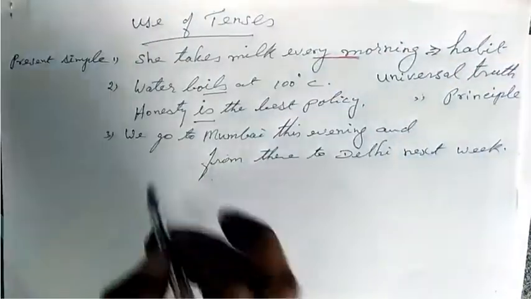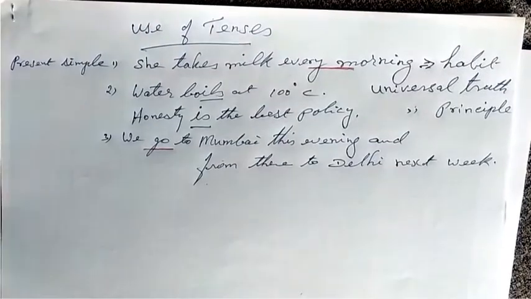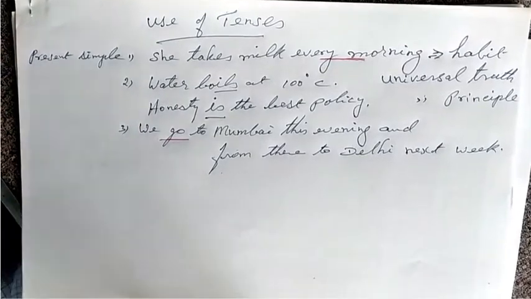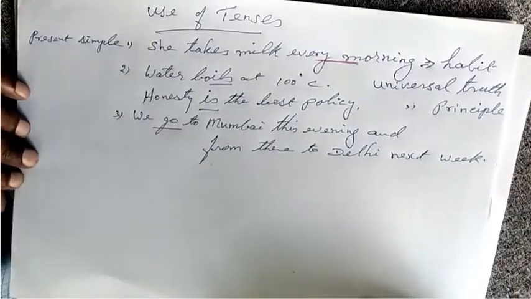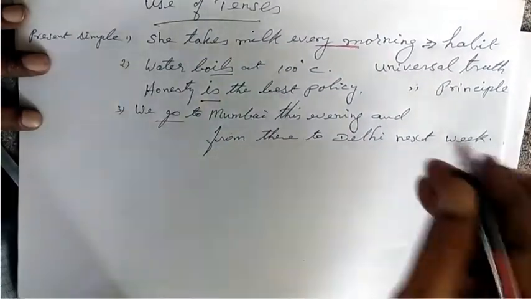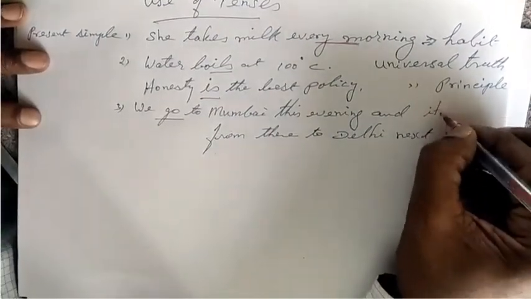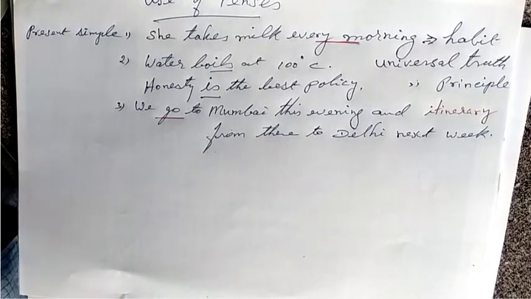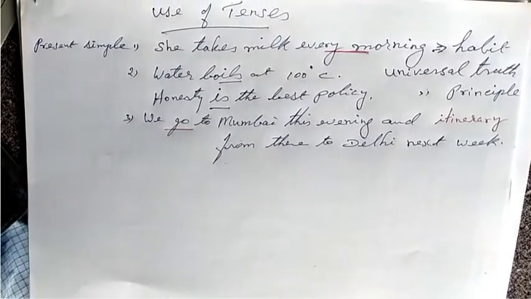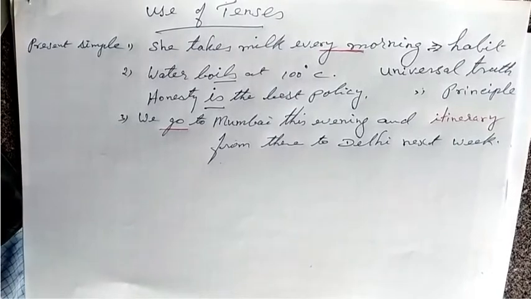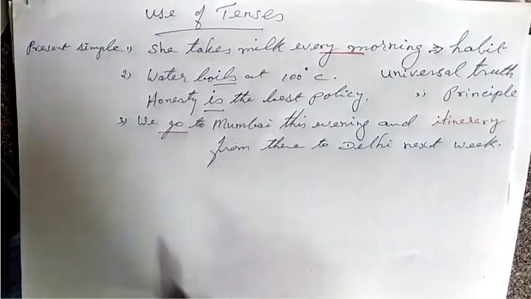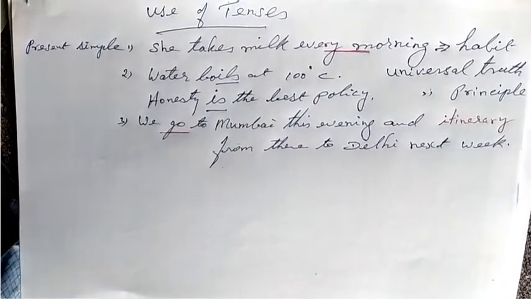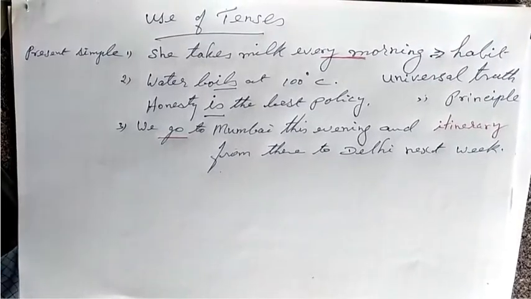Where is the verb here? Go. It is used in present simple tense. What's the reason? Because it is a part of a program that you have prepared. You call it an itinerary. It is a part of an itinerary or a program, a travel program. It involves planning, it involves a schedule or a timetable. This is in the mode of a timetable. So whenever something is of a timetable, you put it in present simple tense.